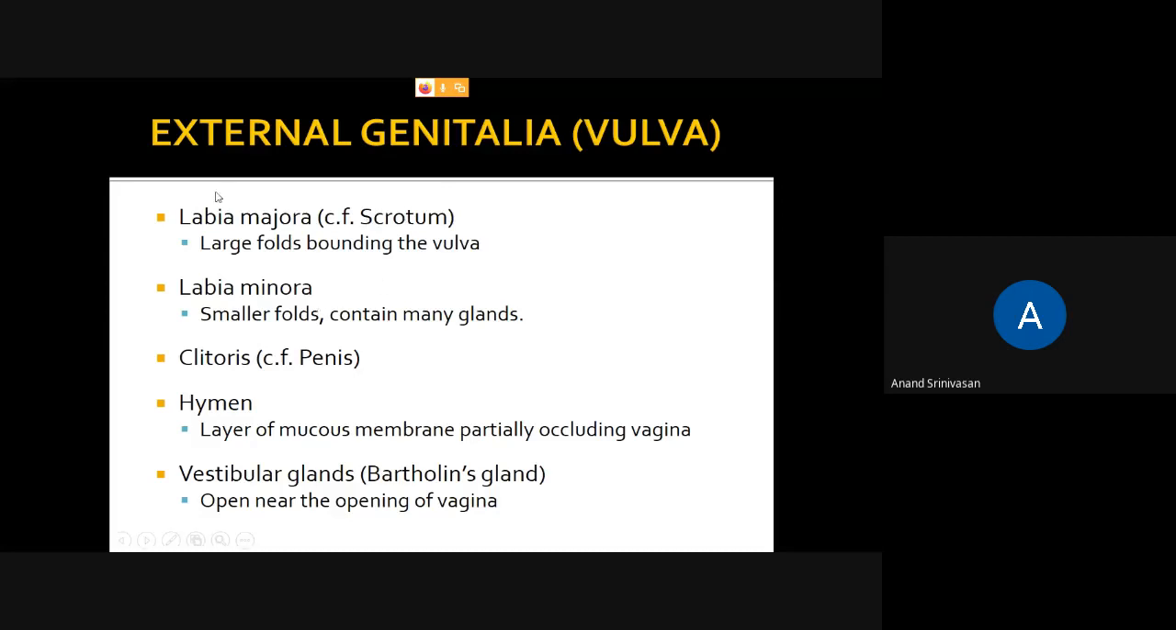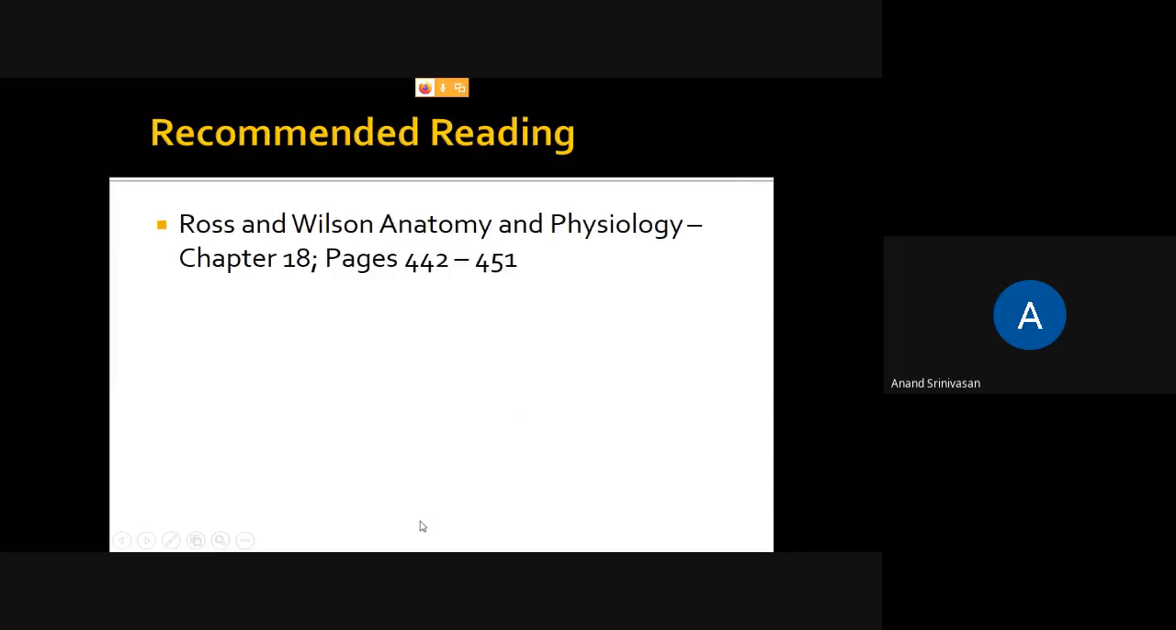So the external genitalia is composed of labia majora and labia minora. There is a clitoris which resembles that of the penis. There is a hymen and the vestibular glands, also called Bartholin's glands. All right. Any doubts?